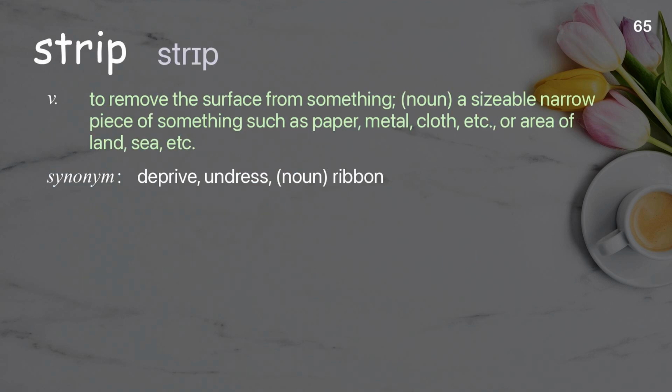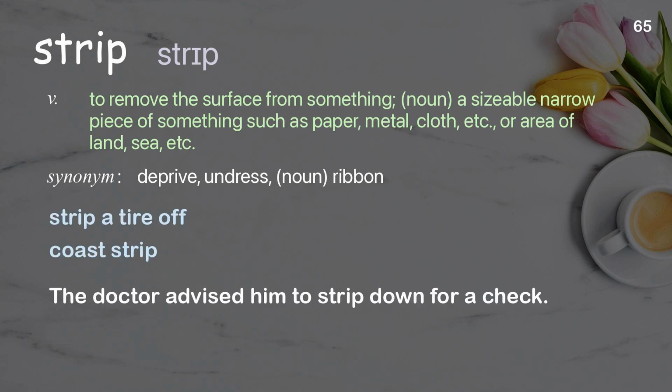Strip. To remove the surface from something. Noun, a sizable narrow piece of something such as paper, metal, cloth, etc., or area of land, sea, etc. Examples. Strip a tire off. Coast strip. The doctor advised him to strip down for a check.